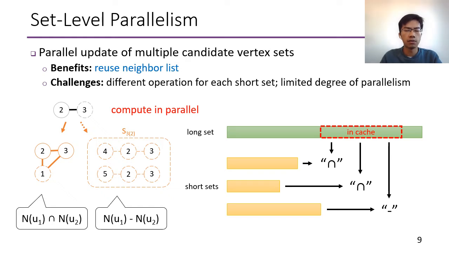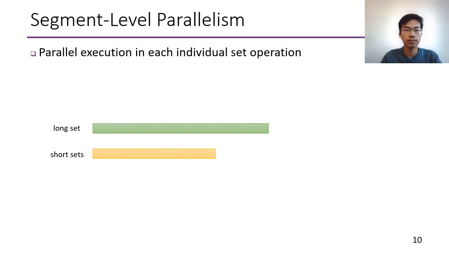However, we need to overcome some challenges. First, depending on how the vertex is connected to the ancestors, the set updates can be either intersection, subtraction, or anti-subtraction. Our hardware needs to deal with each of them in a uniform and simple way. Second, the degree of set-level parallelism is usually limited, especially in deeper levels where fewer candidate sets remain. This requires flexible resource allocation for higher utilization.